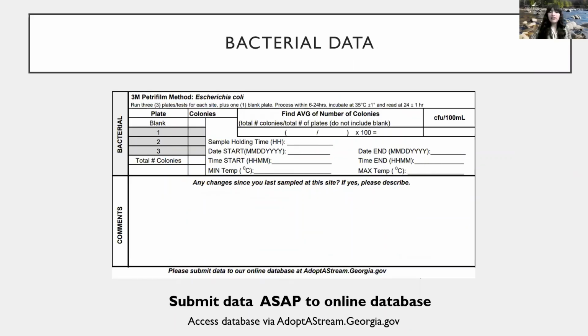And then moving on to the bacterial section, this looks again like what the table looked like in our examples, but this is where you're going to put in the final results of each of your plates, your sample holding time, date, time, min, max temperatures. And we just ask that you submit your data from the paper form to the online entry form as soon as possible.